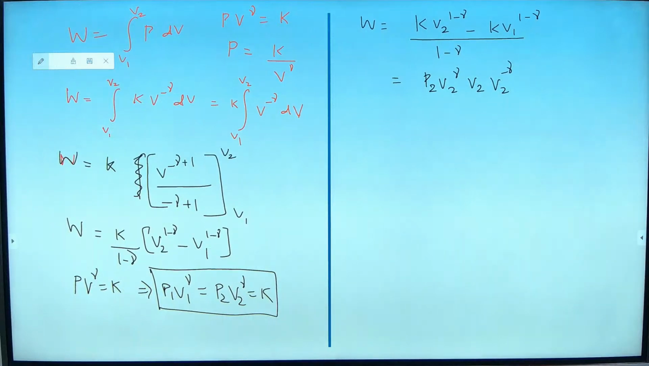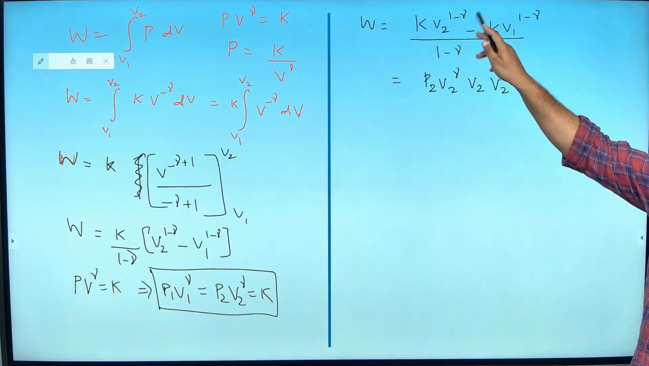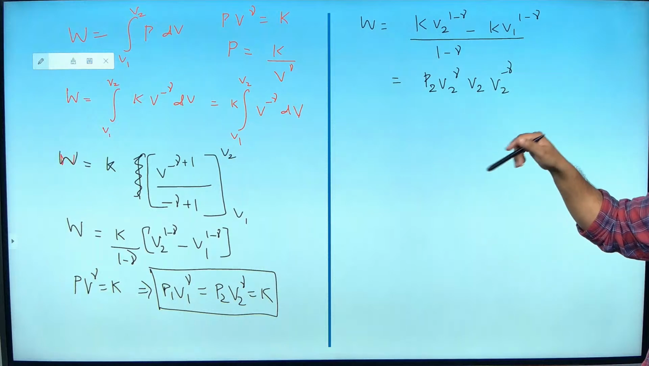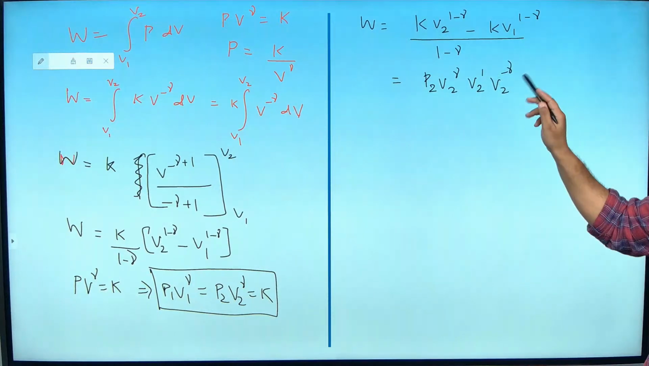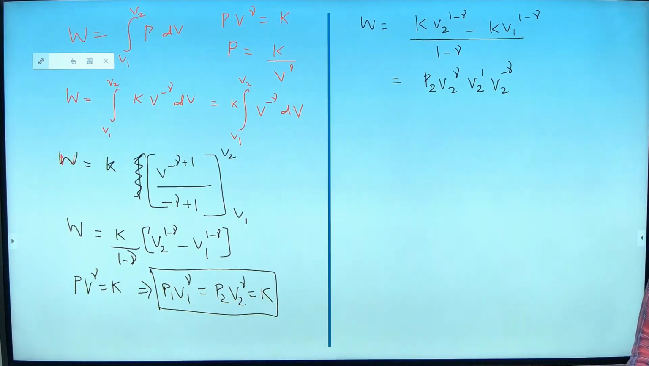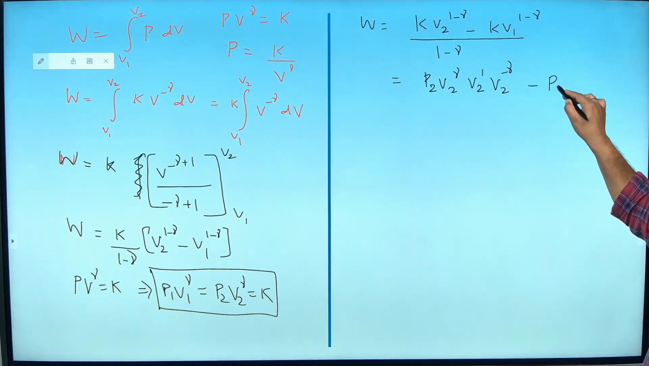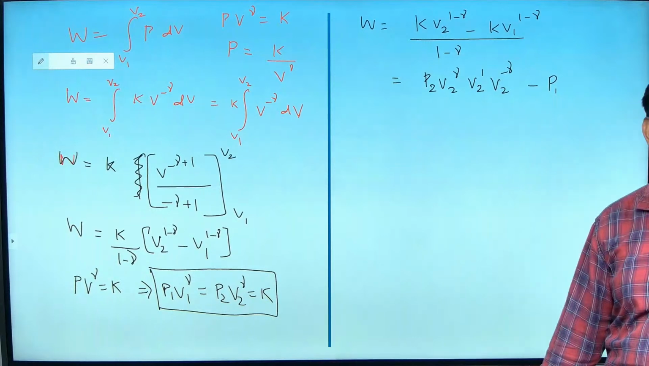Understand what I am doing. I am separating it, writing. It is 1 minus gamma, right? So, I can take the base same and separate the power, V2 power 1 and V2 power minus gamma. If you add both, it will become 1 minus gamma only. I hope it is clear. Minus... Got it. Any problem, Abhinand?